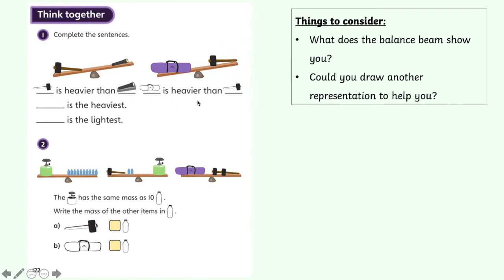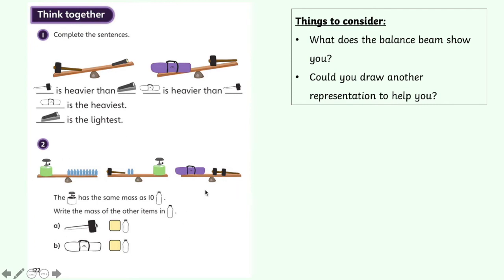Okay, so which is the heaviest then? Well, we need to look at both together now. Just looking at the first one, we know that the hammer was the heaviest. But is the hammer the heaviest overall? Well, when we put the hammer up against the tent, we find out that the tent is even heavier than the hammer. So the tent must be the heaviest. Now, what about the lightest? Well, in the first one, the torch was the lightest. And we know that the torch is even lighter than the hammer. So even though the hammer is lighter than the tent, the torch is the lightest overall. So the tent is the heaviest and the torch is the lightest.